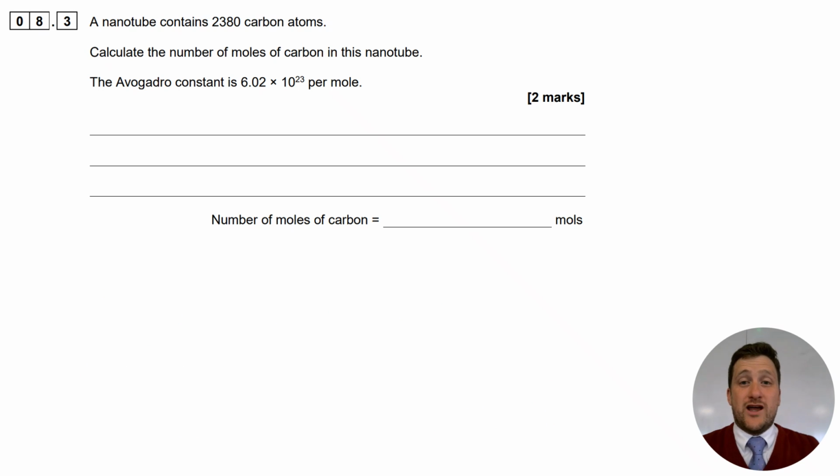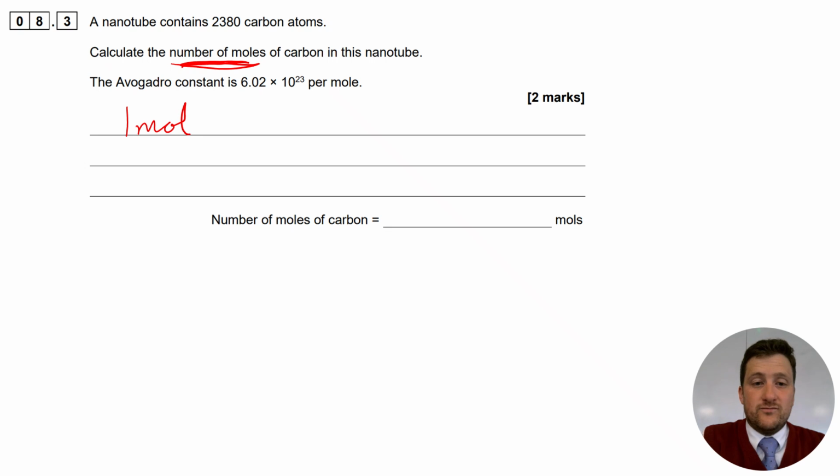Okay, nanotube. We haven't done many quantitative things. We've done a little bit, and they like adding a bit of Avogadro constant in there. So they're saying the number of moles of carbon in this nanotube, or they want you to calculate the number of moles. And they've given you Avogadro's number. Well, you need to know that the number of atoms in a mole of anything is 6.02 times 10 to the 23. That is what Avogadro's constant is. So therefore, we need to work out how many moles.